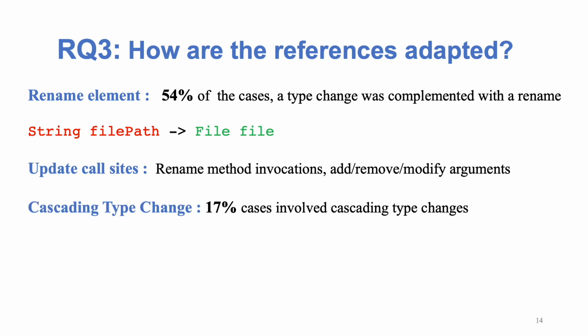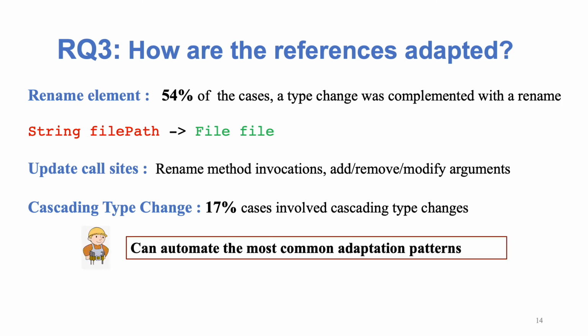Next, we found that 20% of the adaptations required another type change. I had shown this kind of example in one of the previous slides, where the developer wanted to migrate from simple date format to date time formatter, and hence also had to perform another type change from date to local date. This highlights that IDEs should provide support for advanced composite refactorings which perform type changes and adapt the code referring to it.